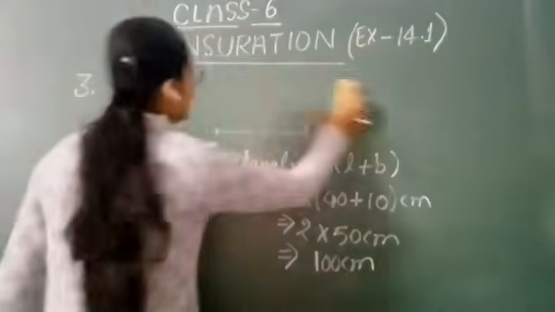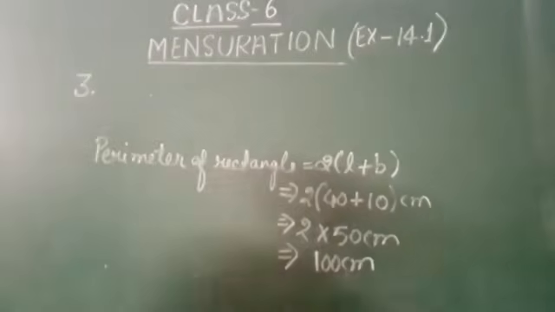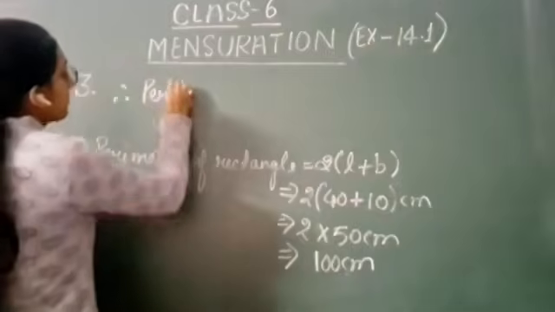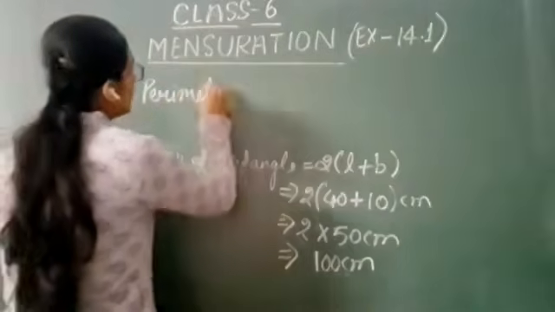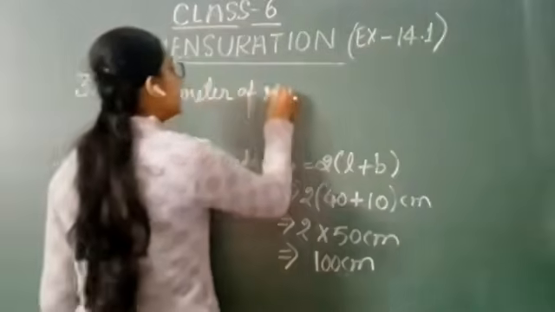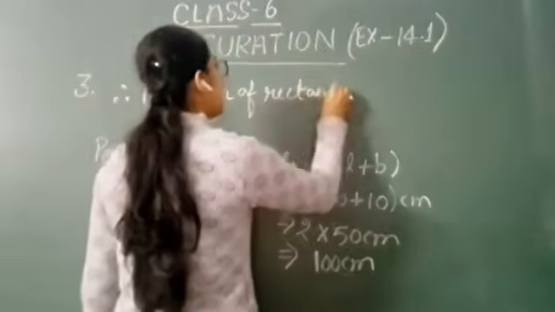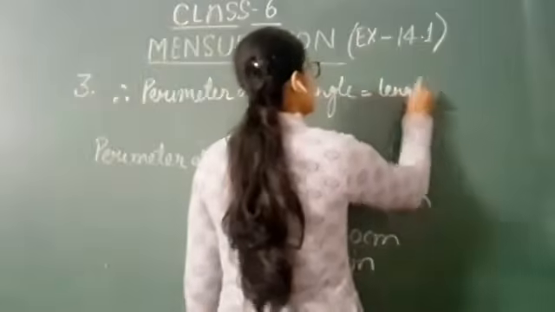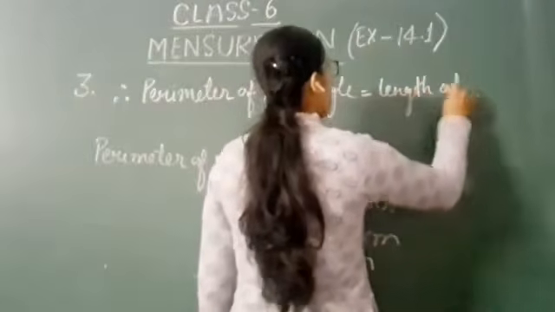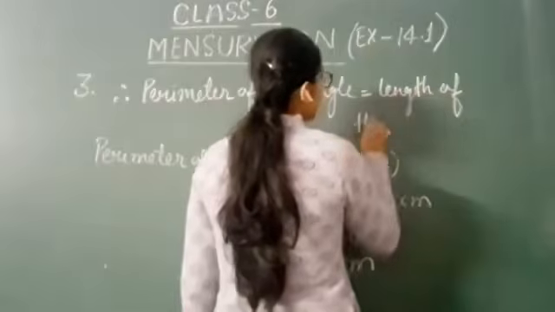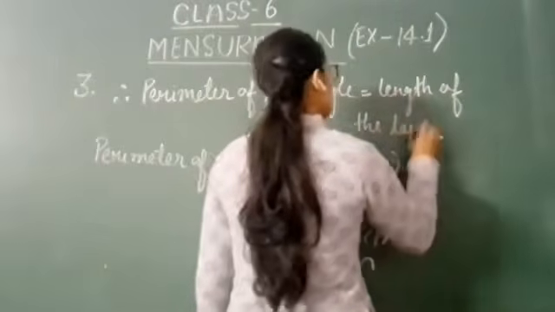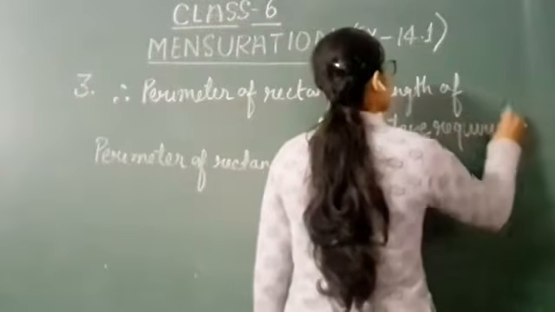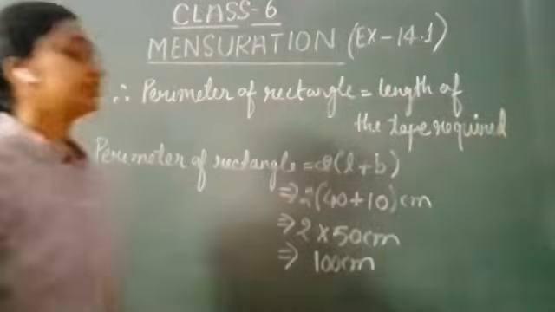So we can write it as, therefore, perimeter of rectangle is equal to length of the tape required. Okay, write it down.